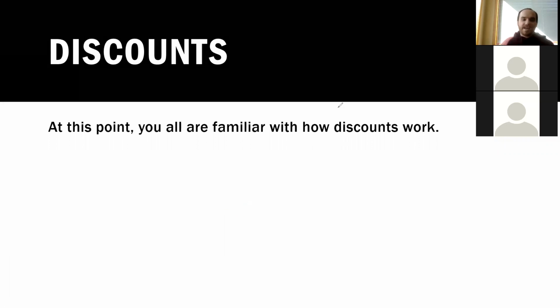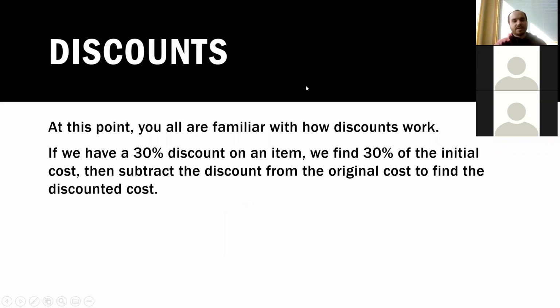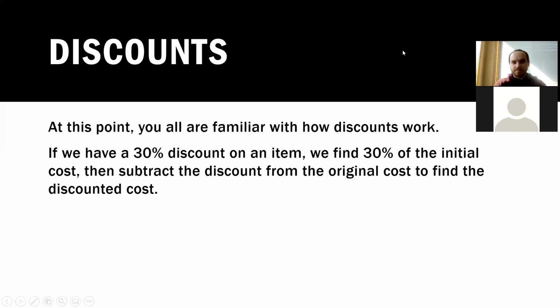Thank you. At this point, you should all be very familiar with how discounts work. As we already know, if we have a 30% discount on an item, we find 30% of the initial cost and then subtract the discount from the original cost to find the discounted cost. It's a lot of fancy words. Really, what a discount is, we find the percentage and then we subtract it from the initial amount, right?